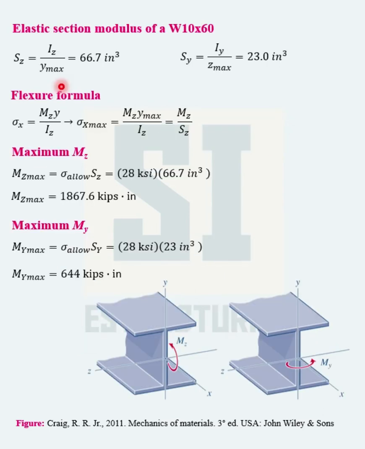First, the elastic section modulus about each axis must be determined. This is defined as the moment of inertia about the bending axis divided by the perpendicular distance to the farthest fiber of the section. For example, in bending about the z-axis, the elastic section modulus is equal to the moment of inertia about the z-axis, which is the neutral axis or bending axis, divided by the farthest fiber in the y direction, y max. The elastic section modulus about the y-axis is computed in a similar fashion.